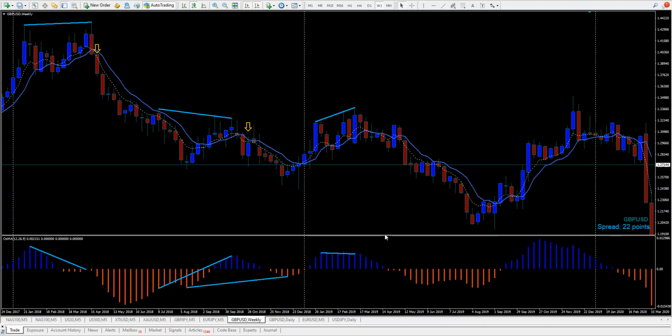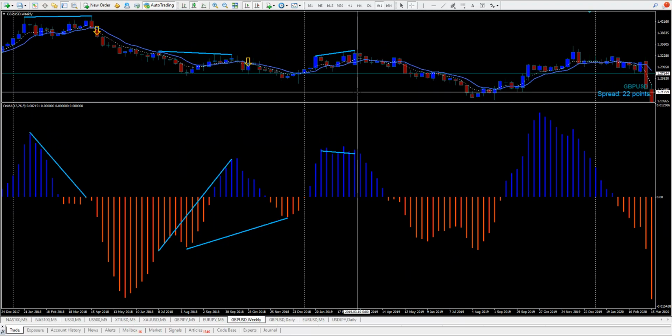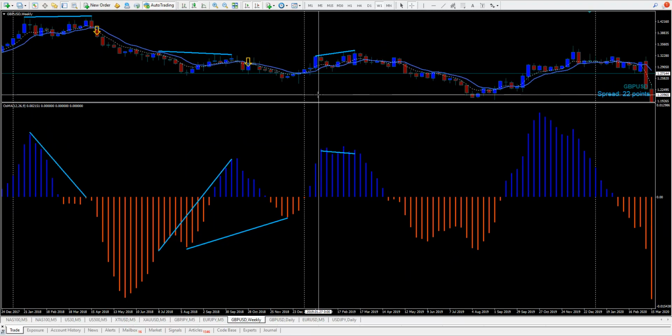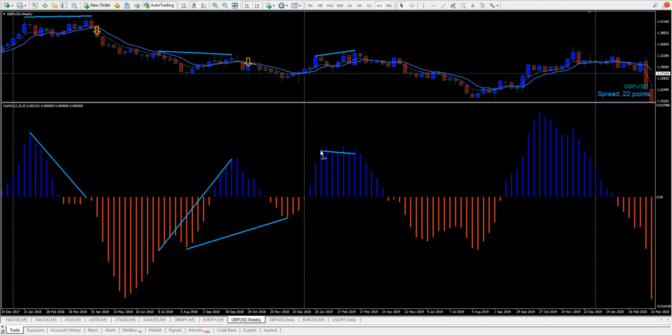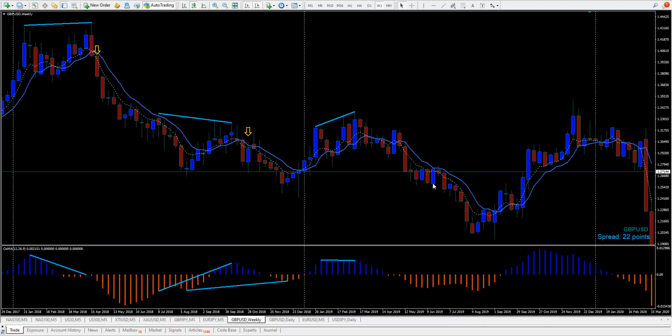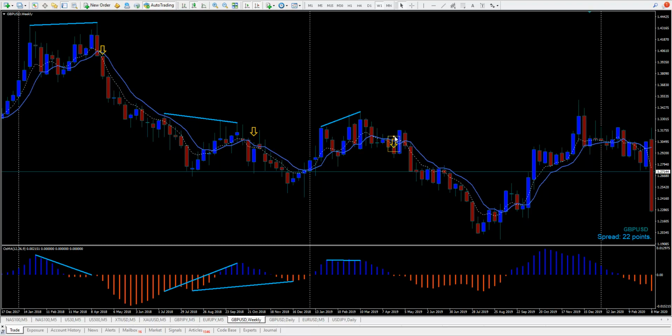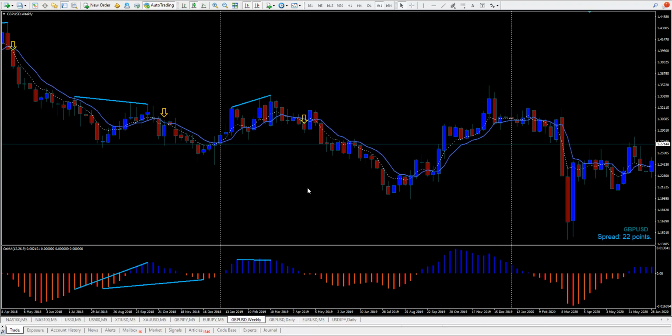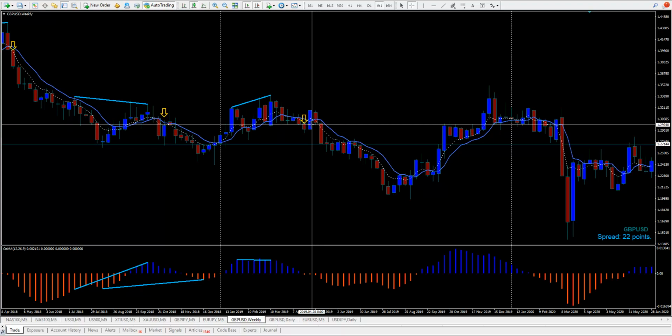It's kind of like divergence, right? That goes there. That goes there. There. See, it's still divergent, but very slightly. All right, we would have got short right here. Right on the opening of this candle, we would have got short.